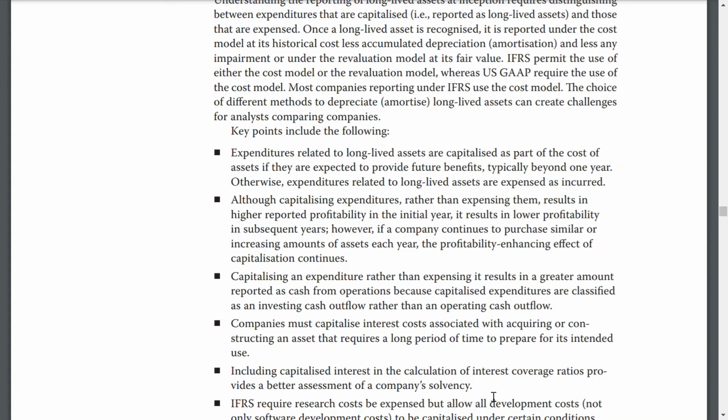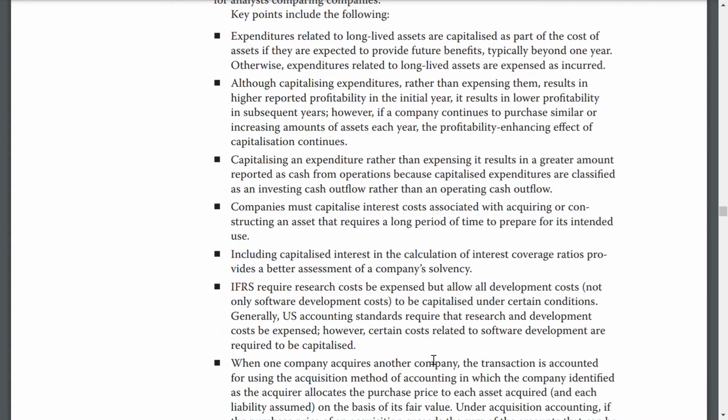Capitalizing an expenditure rather than expensing it results in a greater amount of reported cash flow from operations, because capitalized expenditures are classified as an investing cash outflow rather than an operating cash outflow. Companies must capitalize interest costs associated with acquiring or constructing an asset that requires a long period of time to prepare it for its intended use. Including capitalized interest in the calculation of interest coverage ratios provides a better assessment of a company's solvency.